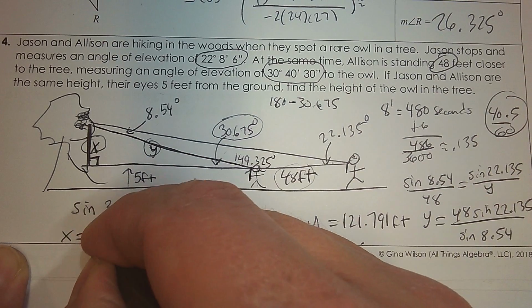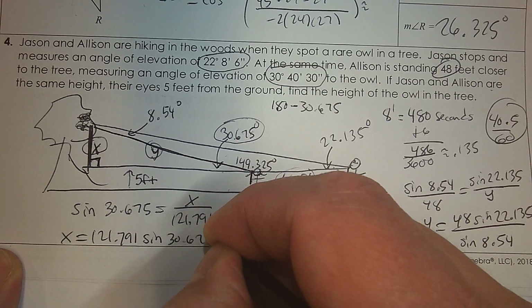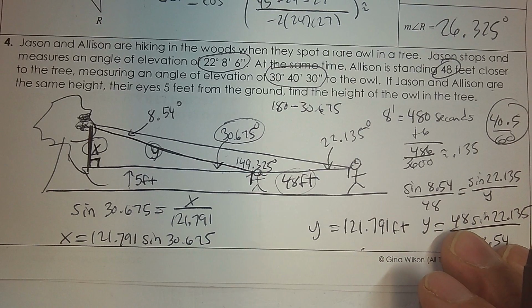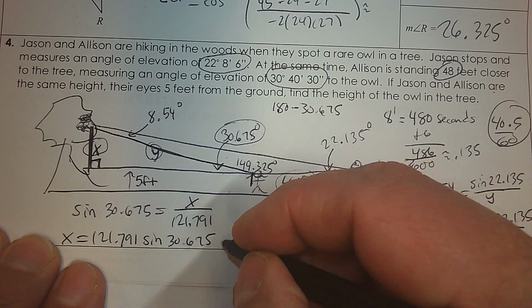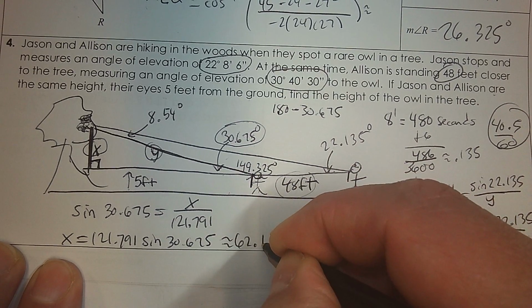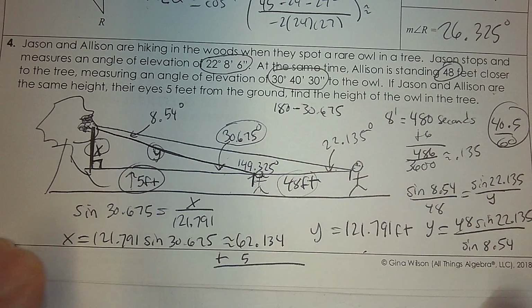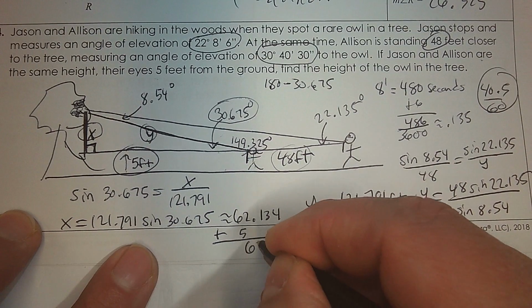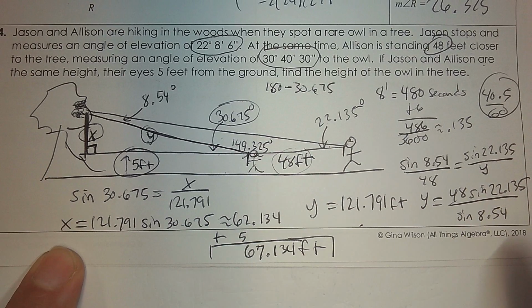To get x by itself, you just multiply. So it's 121.791 times sine 30.675. And you get 62.134. And then to that answer, you have to add 5 because it's not yet to the ground, how high the owl is. And so your end answer is 67.134 feet. So, how tall is the owl?